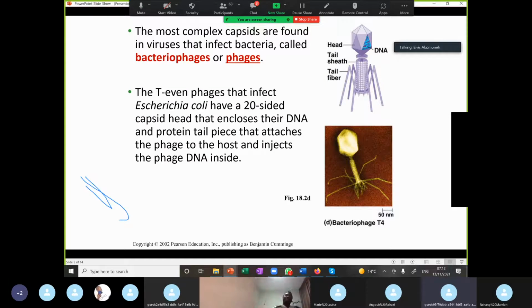You must be familiar with this virus. I intentionally brought it back, although it's not of great interest as we're growing up. I brought back the T phage, a T-even phage. You used to draw this in your books. You were used to drawing it in secondary school.